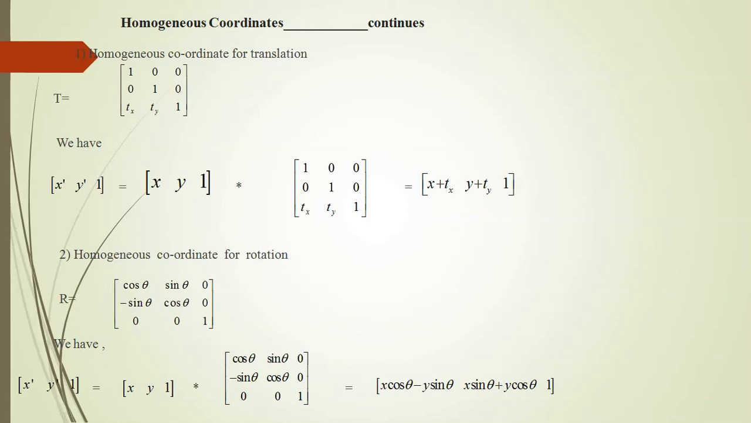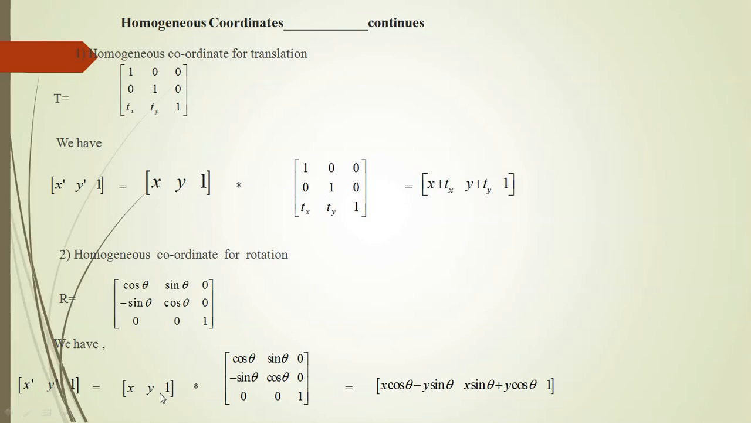Okay, so in this we have to calculate x dash y dash 1 in rotation. So x dash y dash 1 is equal to x y 1 into our rotational matrix, that is cos theta sin theta 0, minus sin theta cos theta 0, 0 0 1. So this row is multiplied into this column, that is x into cos theta plus y into minus sin theta plus 1 into 0, that is 0. So the coordinate is x cos theta minus y sin theta.